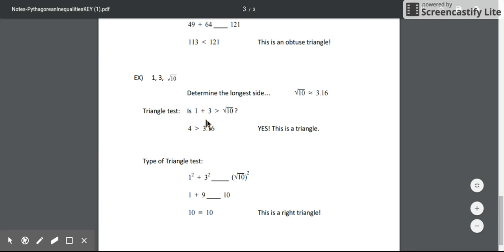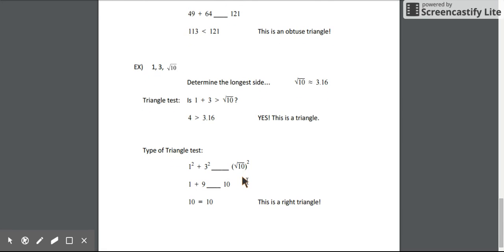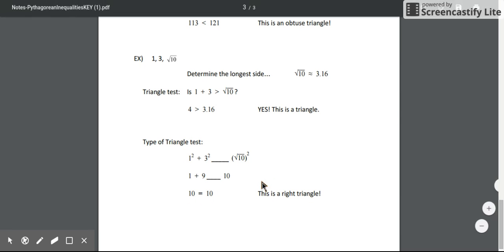Let's figure out what type of triangle it is. So keeping everything in the same spot, we're going to square everything. 1 squared is 1, 3 squared is 9. And the square of a square root cancels each other, and we're just left with that number. So how does 1 plus 9 compare to 10? Well, 1 plus 9 is 10, and that's equal to 10. So if a squared plus b squared is equal to c squared, then we have a right triangle.